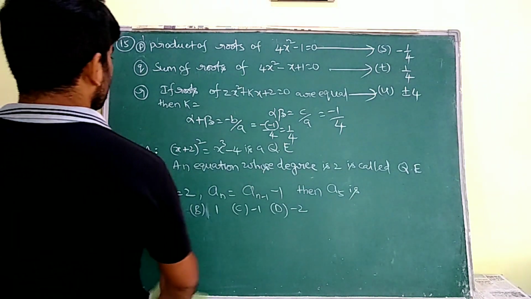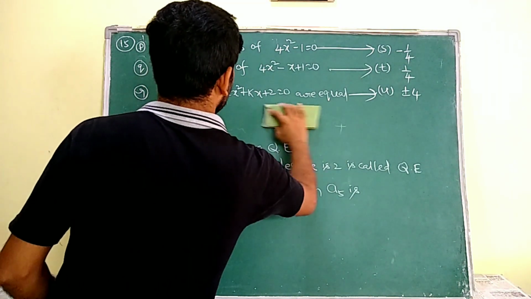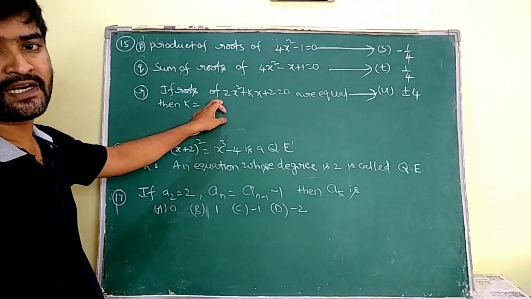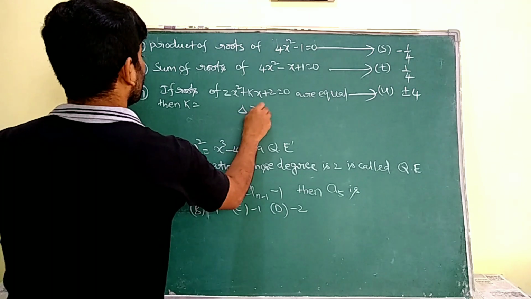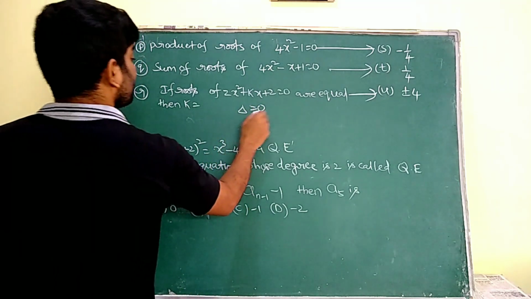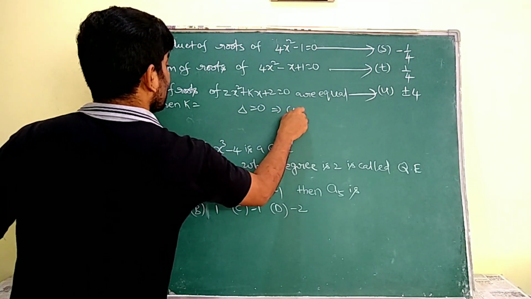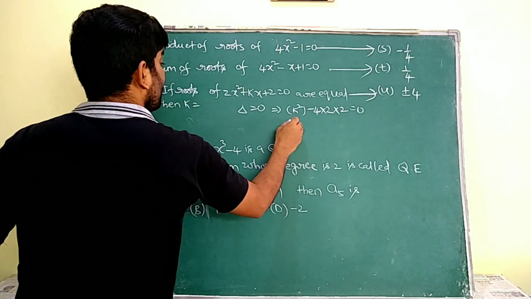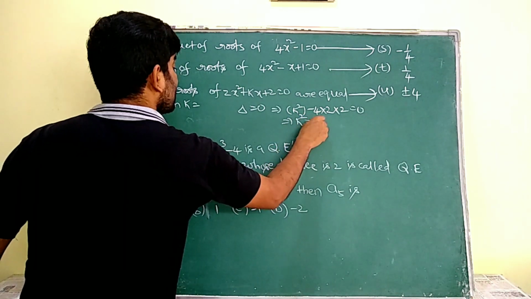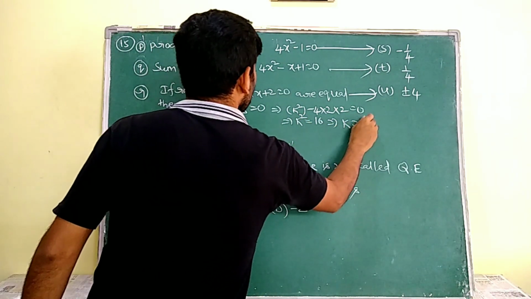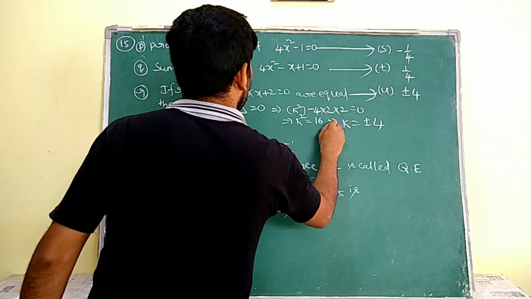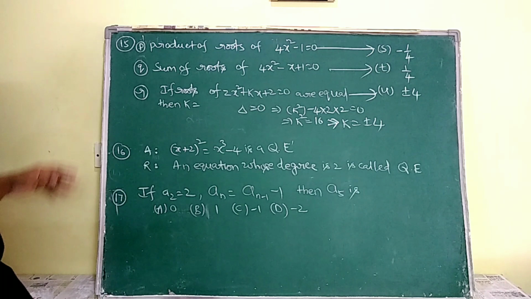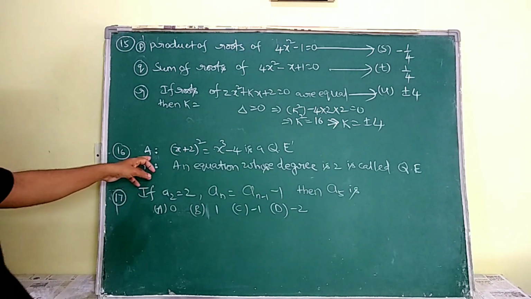Okay, if you want to solve that third one, then we know that if the roots of this are equal, by discriminant its value delta is equal to 0. Delta means we know that b square minus 4ac, that is k square minus 4 into 2 into 2 is equal to 0. That implies k square is equal to 16. That implies k is equal to plus or minus 4. Understand? So k is equal to plus or minus 4. That is the mapping. Next, assertion.